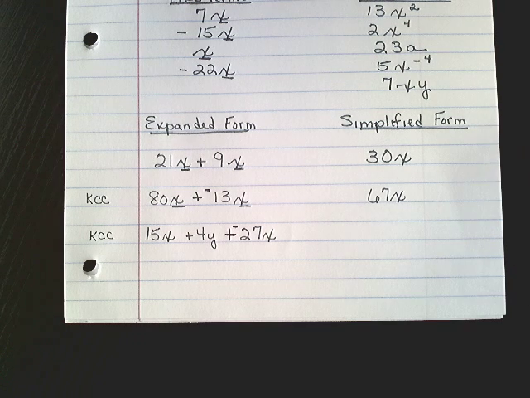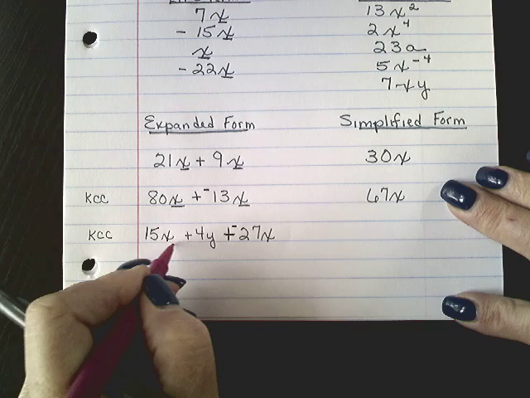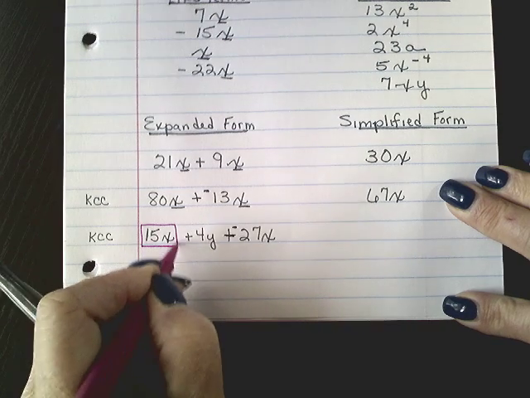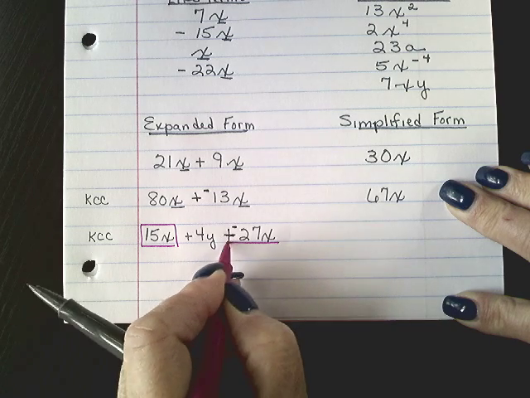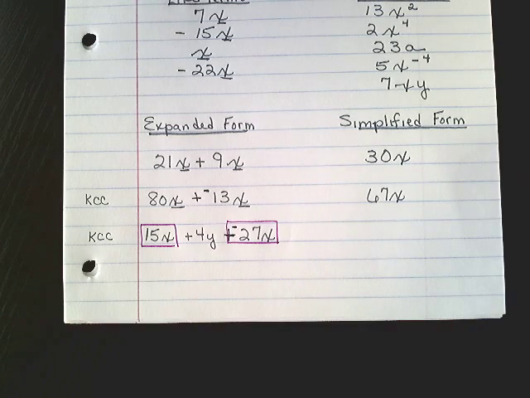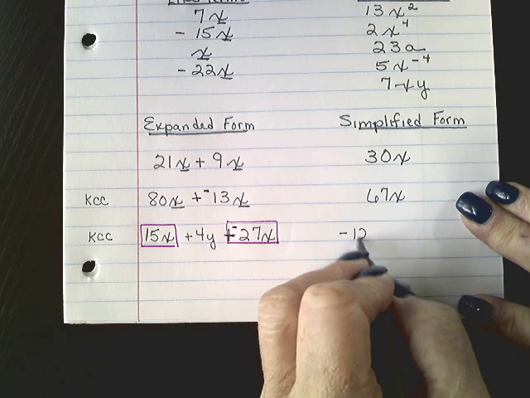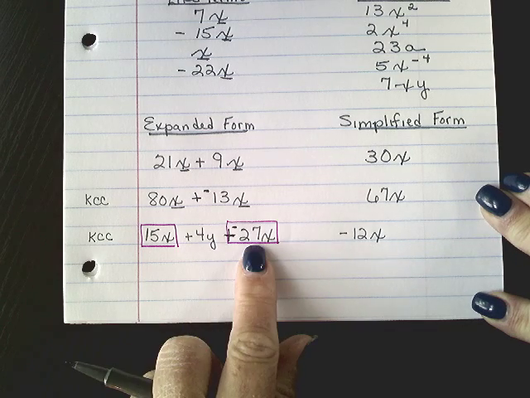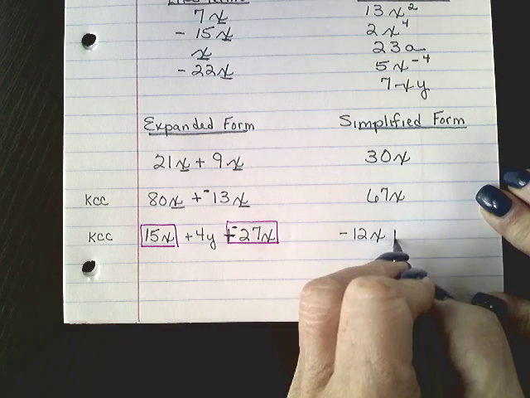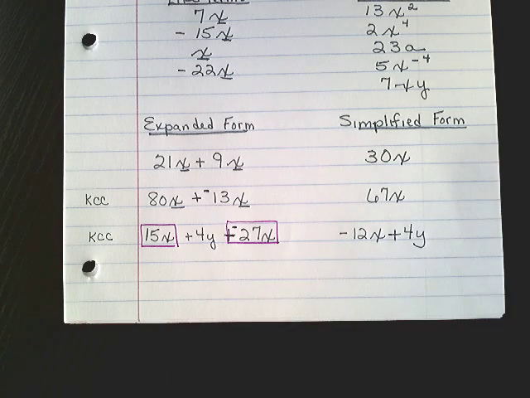Now here we have to figure out which terms we can combine. All right, I have an x, I have a y, I cannot combine x and y, and I have another x. So I can combine those two terms, and I'm going to get negative 12x. And because for y, there aren't any other terms that have a y, I'm just going to add that on to the end. Okay, so I combined like terms.